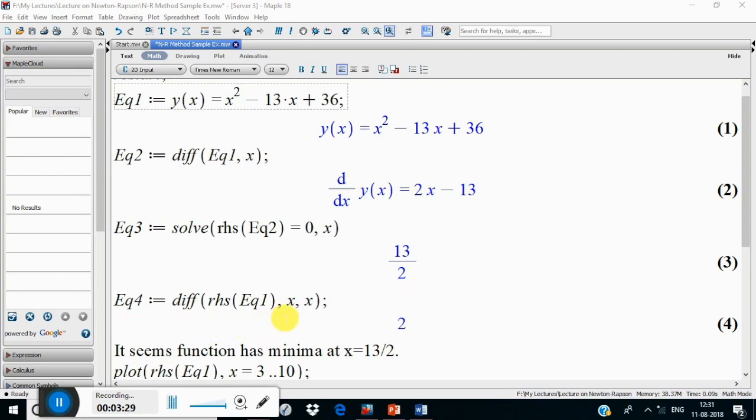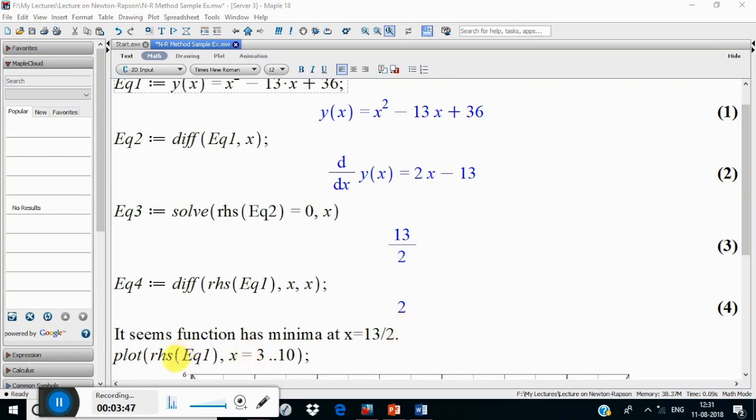Second order derivative: the right hand side of equation 1 is differentiated with respect to x twice. That gives the derivative of 2x as 2, and minus 13 as 0. As this value is positive, the function has a minimum.